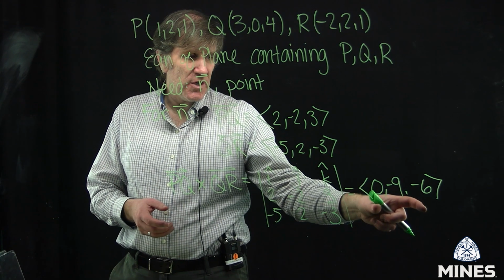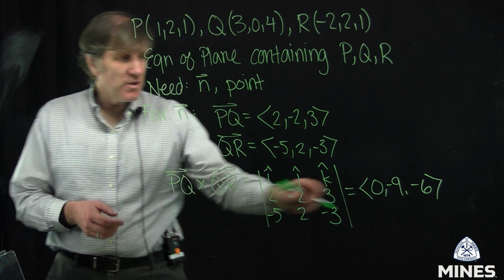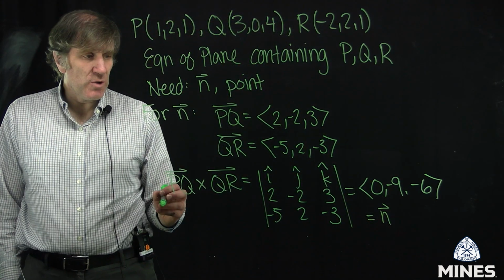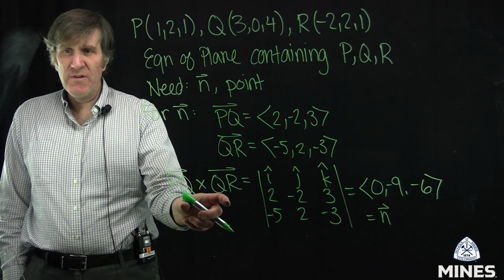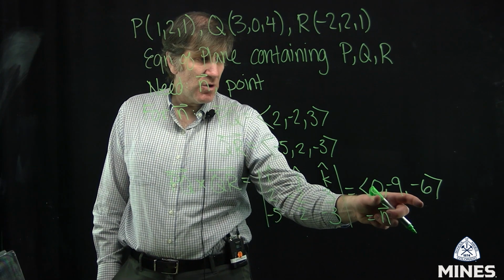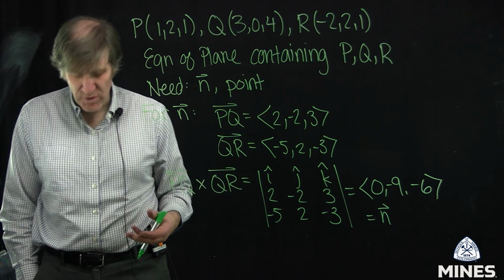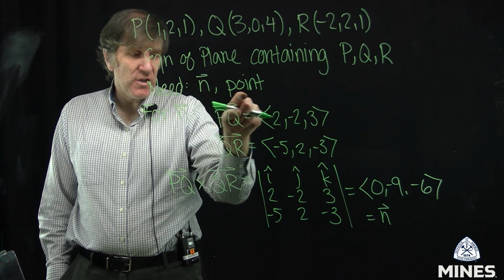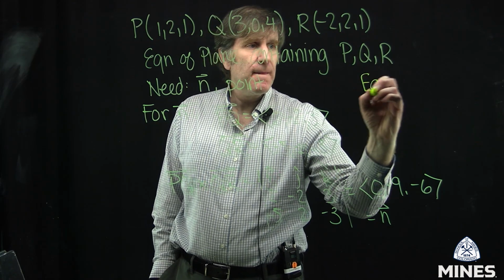Remember, the cross product of 2 vectors is orthogonal to each of those 2 vectors. So the vector we have here is orthogonal, or normal, or perpendicular to PQ and QR. These both live in the plane, which means 0, negative 9, negative 6 is normal to the plane. We now have our normal vector and we have our point, so we can find the equation of the plane.